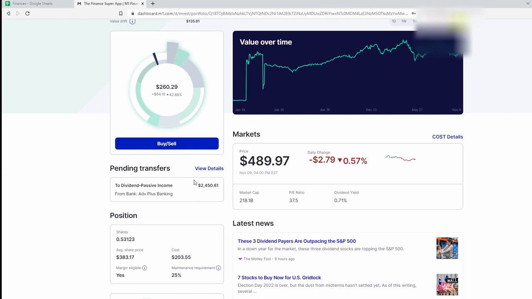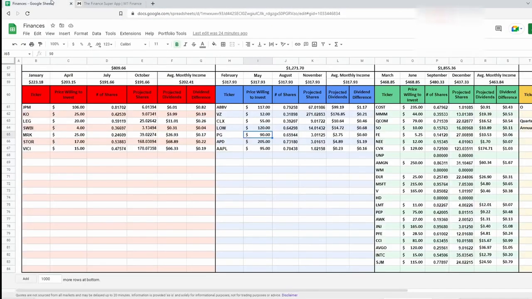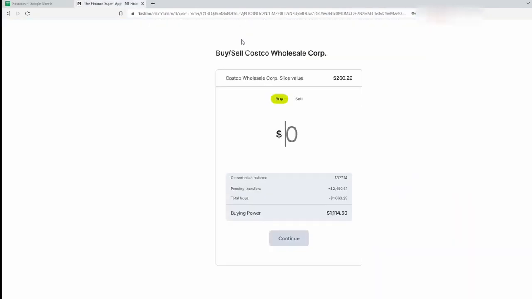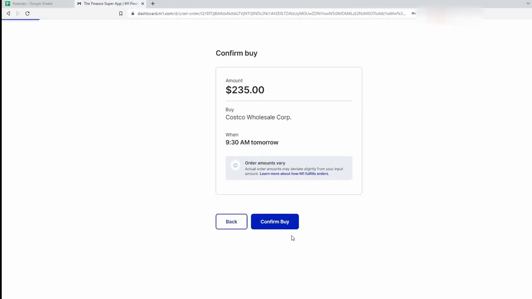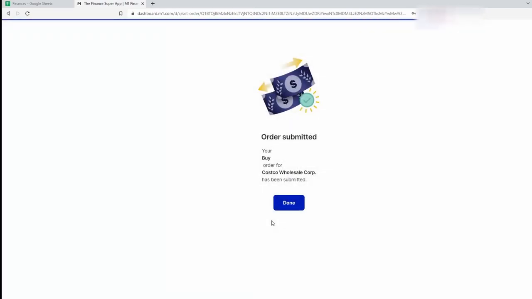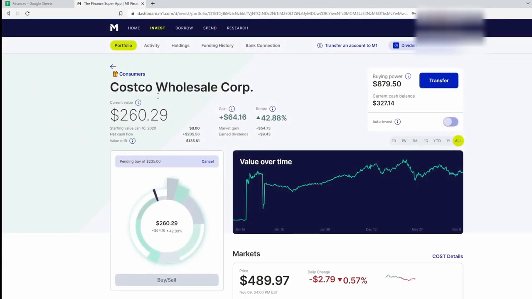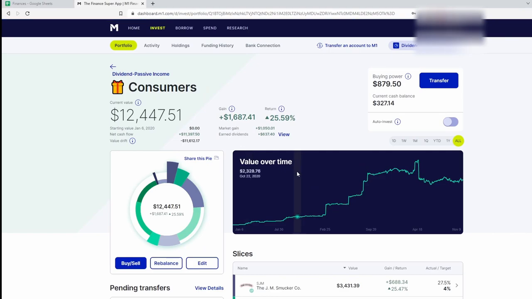Insane. All right, so for Costco, I expect this one to be a whole lot because Costco is very, very expensive. $235. So I respectfully put that. Wow, that was actually, I think, the biggest one so far. Very, very nice. Okay, let's go back.